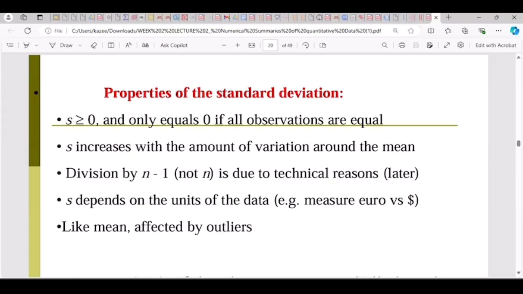And when standard deviation increases, the amount of variation around the mean also increases. We don't want that. If the variation around the mean increases, then that mean may not be a good representative. Does that make sense?